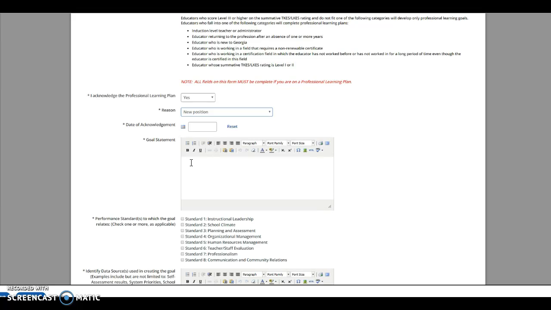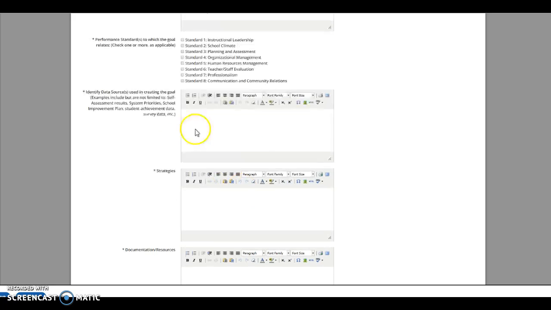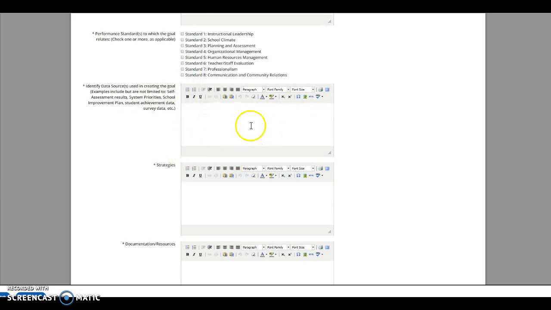It's one statement. This year I will grow professionally in the area of literacy, incorporated into my science class. This is based on the school SIP goal for literacy improvement. So you just write the statement. This is what I'm going to do. Then I say, what is this related to? I identify the data sources, so I can go back to our Milestones results. I can look in the SIP. So I put the data sources.